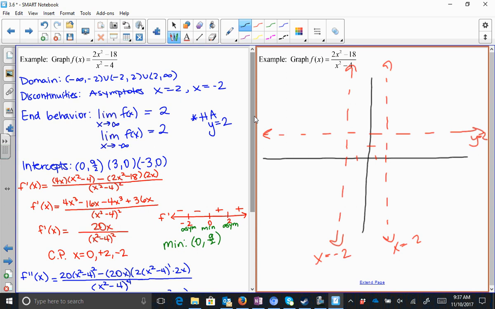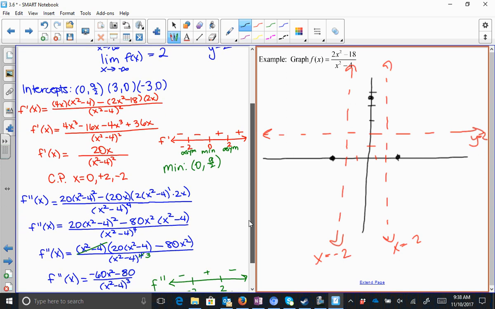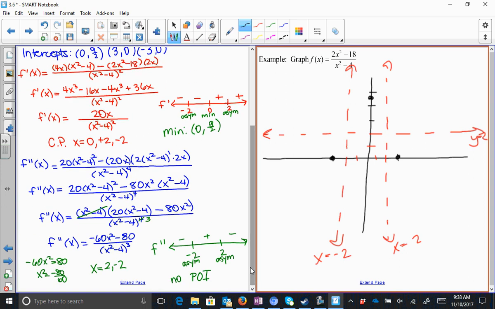Our intercepts are helpful here. We have an intercept at 0, 9/2, 3, 0, and negative 3, 0. We can label that 0, 9/2. We know that that's a minimum, and we don't have any other relative extremes. Yeah, that's kind of what it's going to look like.